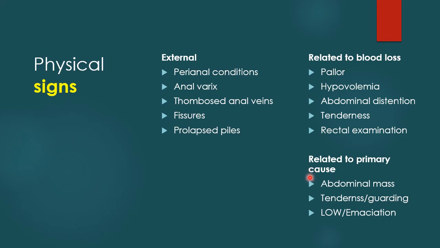Then there can be signs related to the primary cause of the bleeding. For example, in the case of an abdominal mass on the left side of the abdomen, to suggest it is bleeding from a tumor in the left colon, or it can have features of massive weight loss and emaciation as a result of a tumor, or other features associated with the primary cause.